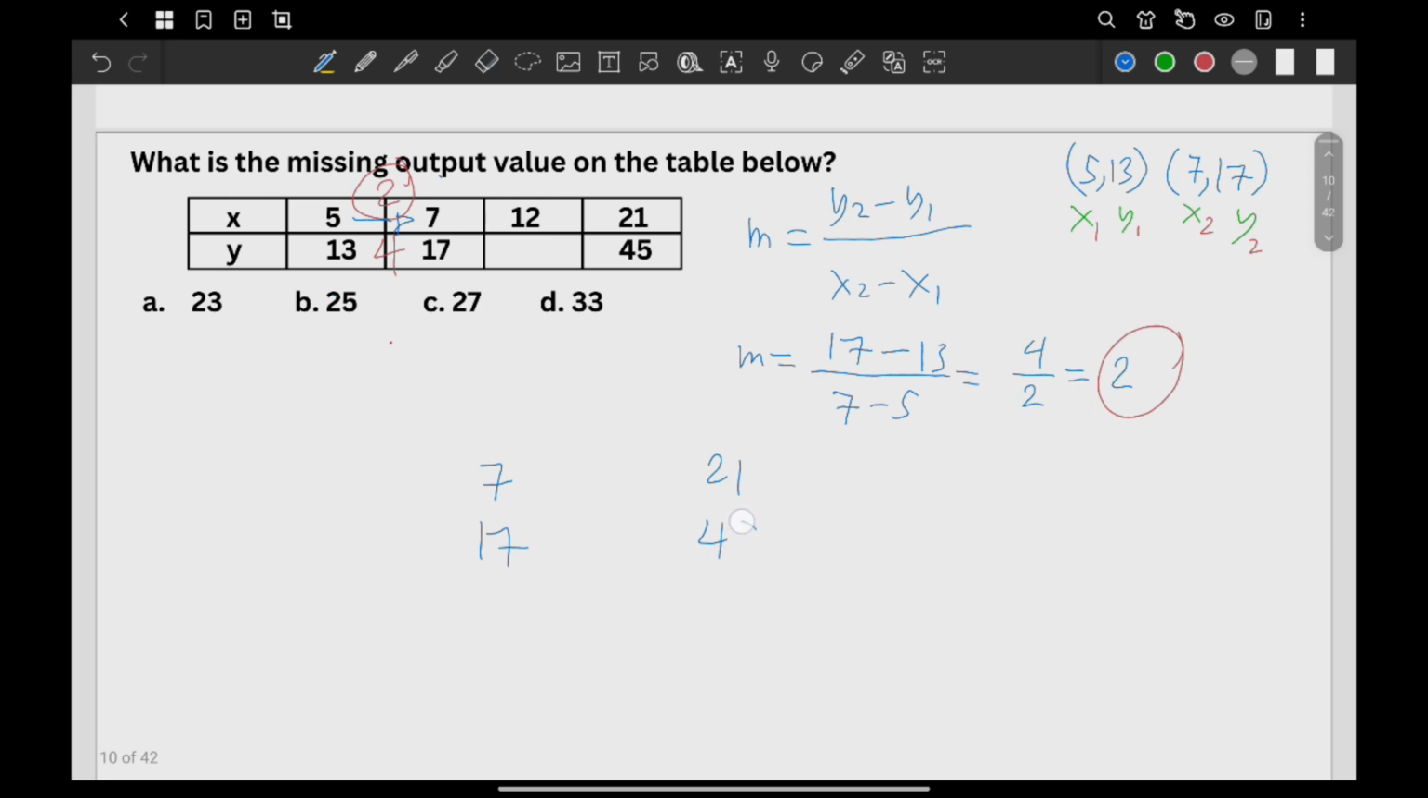I will just show you what was happening. From 7, it becomes 21. So what happened? We actually added 14. What's our slope again? Our slope is 2. What's 14 times 2? Again, it's times 2. 14 times 2 is 28, right? Now, what happened is actually that 28 is added here. What's 17 plus 28? That's 45.